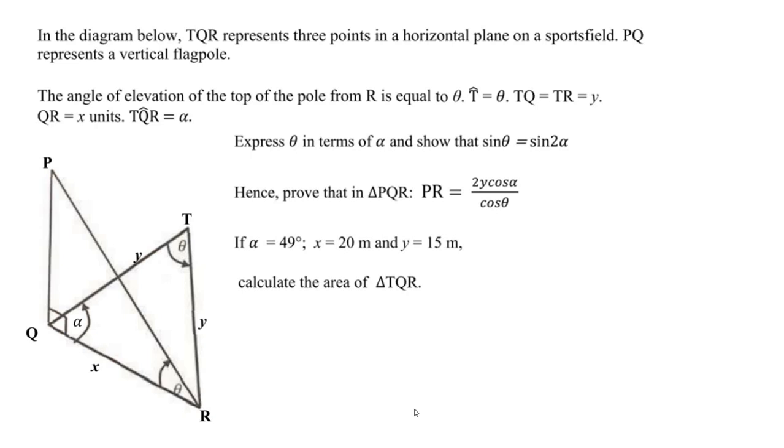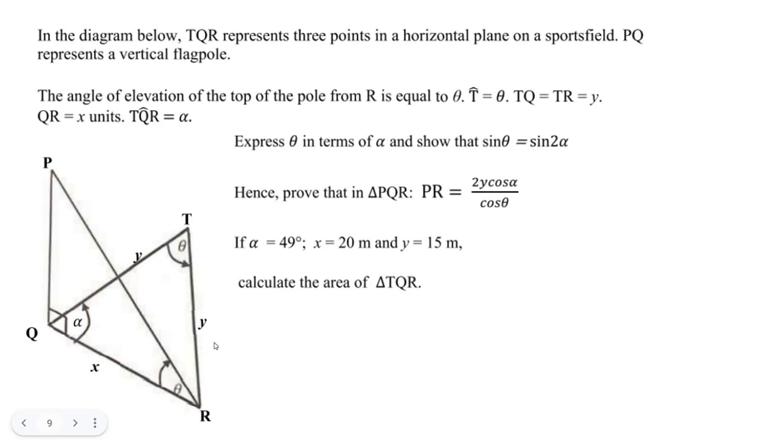Okay, let's try this 3D trig question. The first question is, make sure you've got this thing figured out. That PQ represents a flagpole. TQR represents the bottom of the field. These two lengths, QT and QR, are the same, Y, and QR is equal to X.